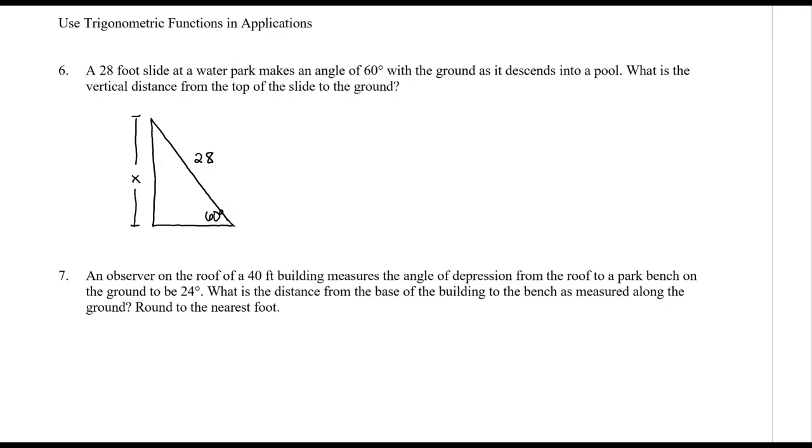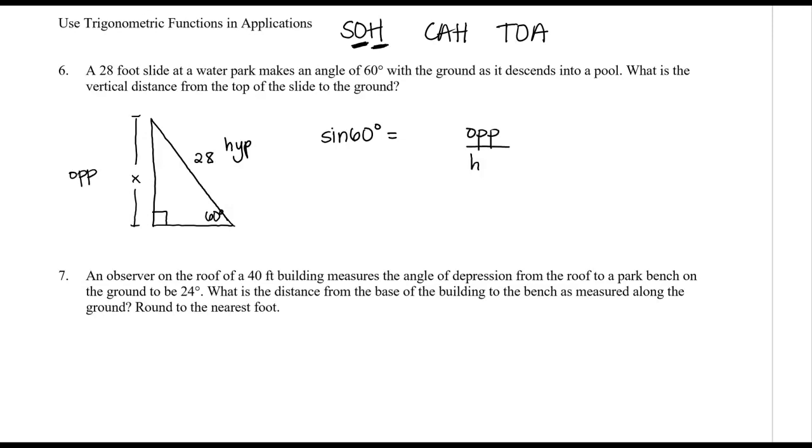So I'll call that vertical distance x we are looking for. Relative to the 60 degrees we have in this triangle, we want to find the opposite side, and we have the hypotenuse side. So in terms of right triangle trigonometry, I'm going to use sine because we want the opposite and we have the hypotenuse. So I'm going to write the equation that sine of 60 degrees is equal to opposite over hypotenuse. The opposite side is x and the hypotenuse is 28.